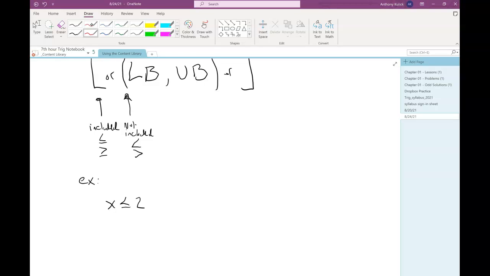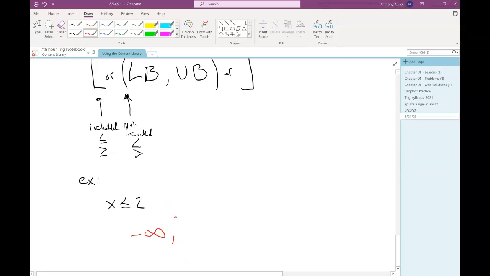So in this case, because we have x is less than or equal to 2, if we pick a number that's less than 2, we can always find another number smaller than it, right? Everybody agree with that? So the lower bound here is not going to be a specific number, but it's going to be negative infinity. Is everybody okay with that idea? Okay. So that's going to be my lower bound.